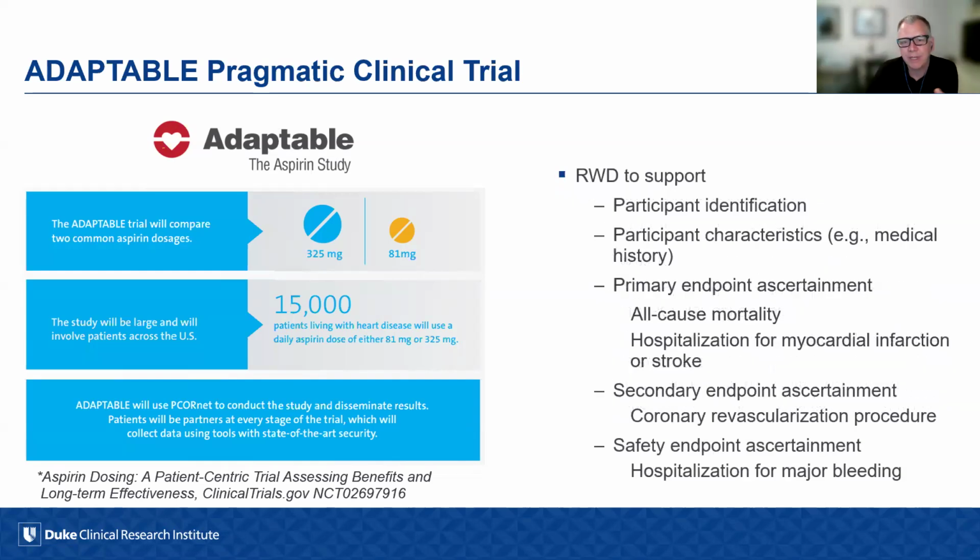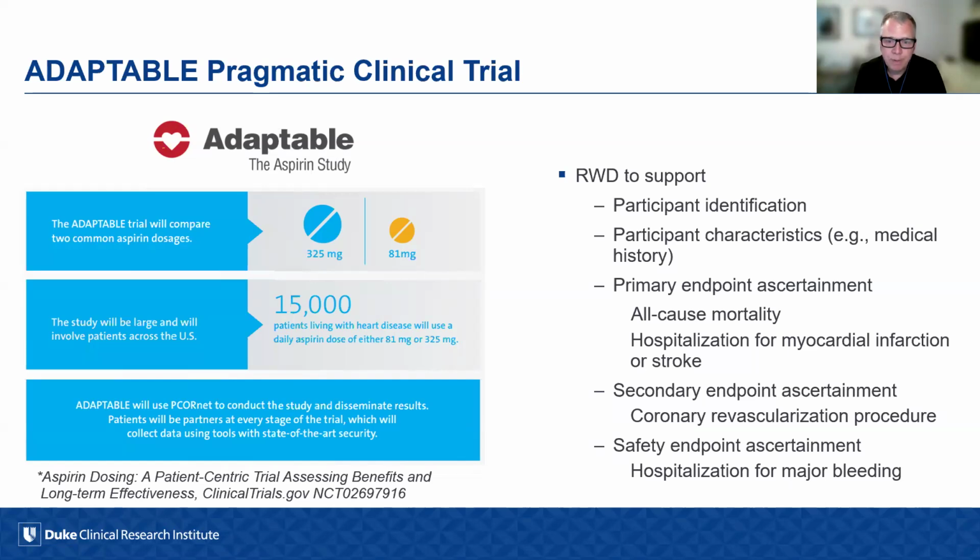So here, this is what I was saying earlier. Real world data was meant to support participant identification. Since PCORNet has all the EHR data already transformed into a common data model, we could theoretically apply the inclusion-exclusion criteria to the PCORNet data and say, here are your participants who would seem to be eligible for the trial. Go send them a note, right?